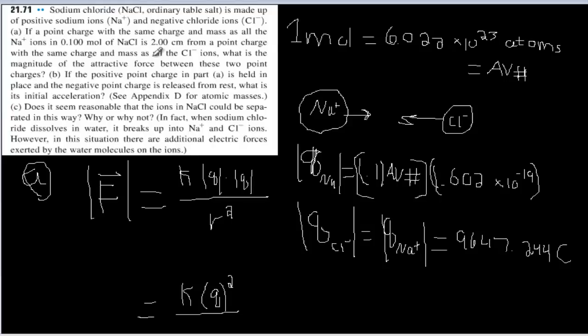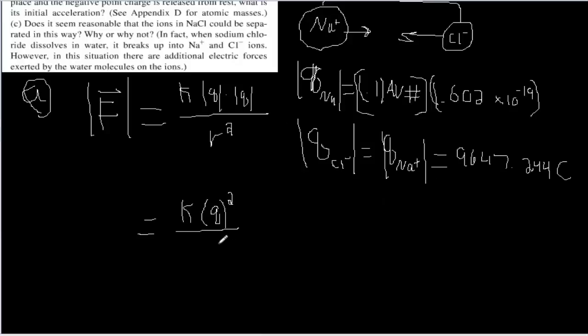What was the distance they said? They said that they're both a distance of 2 centimeters away. But of course we can't keep it in centimeters because we use SI units, standard international units, which will have to be in meters. And so 2 centimeters is equivalent to 0.02 meters, squared. And in the end you should come up with 2.09 times 10 to the 21st newtons. And that is also a massive force.